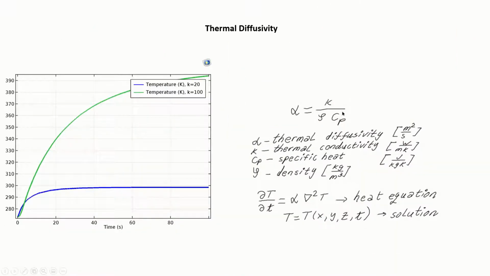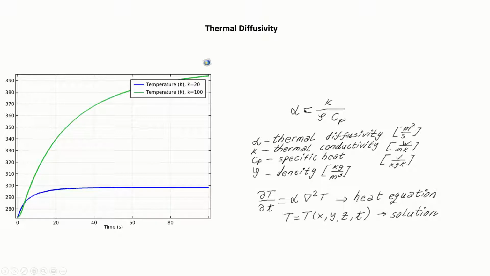Besides the thermal conductivity, there are also other material properties that influence the speed at which heat propagates through a material. They are the density of the material and the specific heat at constant pressure. So we can define a single parameter that quantifies how fast heat propagates or diffuses through a material. This parameter is called thermal diffusivity.